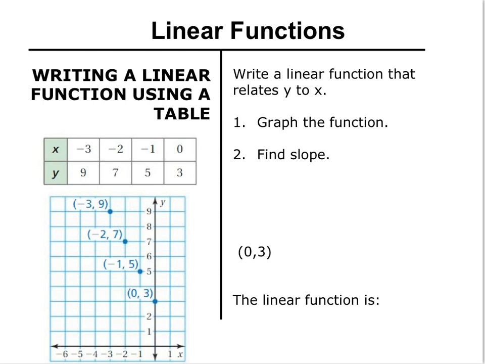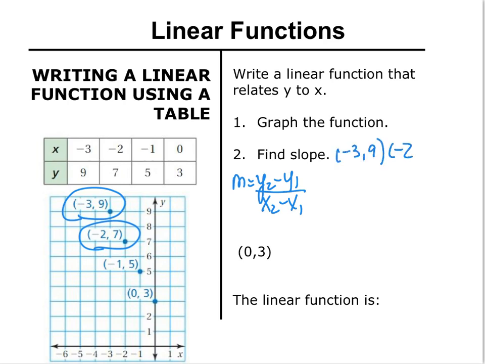We are going to use the formula for slope again, which is m is equal to y2 minus y1 over x2 minus x1. And I'm going to pick the points (-3, 9) and (-2, 7). I'm going to label them x1, y1, x2, y2, and plug my y's and x's into my equation so I can calculate slope.